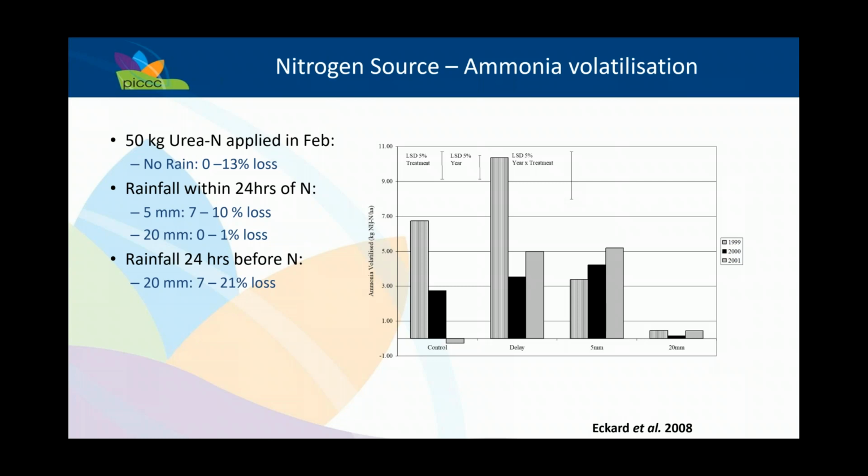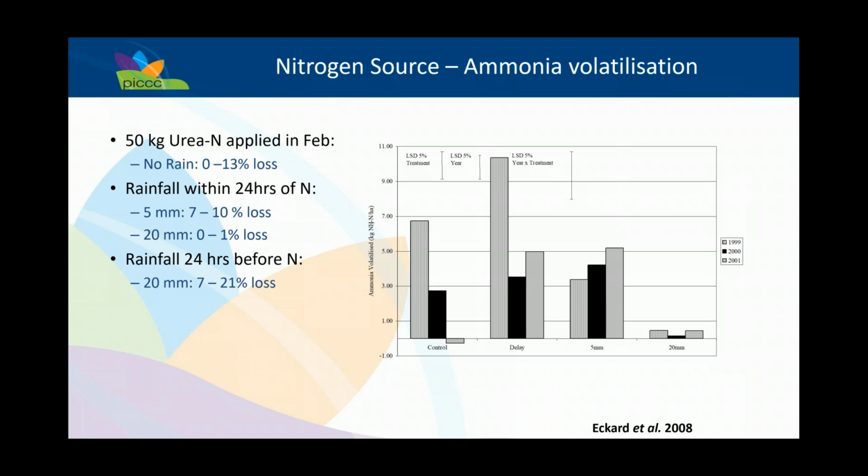Now, this is the only part to remember out of this graph, that second batch of treatments there called delay. So you look at the control treatment, the second set of columns is delay. What we mean by that is, in the middle of the dry, hot February period, we didn't trust the weather report. We waited for 20 to 25 millimeters of rain to come. And the next morning we went out under hot, evaporative, drying conditions and we spread urea on the ground and we lost up to 21% of that urea.